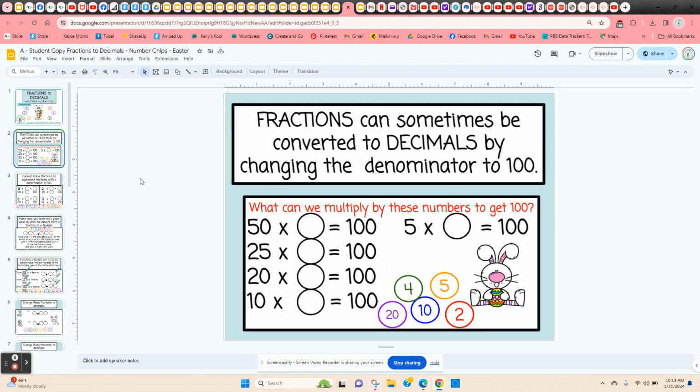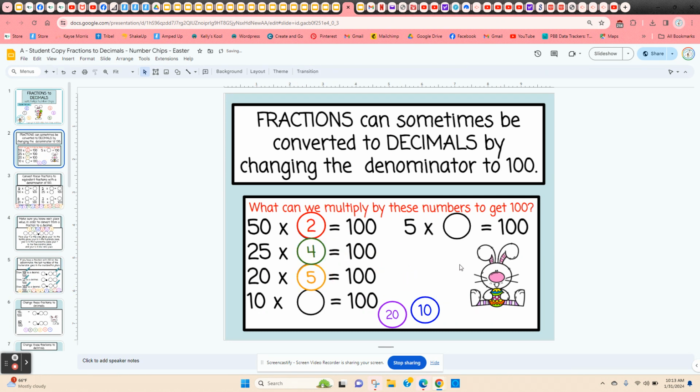So the lesson starts with having students just move these numbers into place. And we're just looking for what we need to multiply each of these numbers to get 100. And that will help us convert a fraction to an equivalent fraction with 100 in the denominator. So all they have to do to move the number chips is click and hold on the edge. So they know that they have to multiply 50 times 2, 25 times 4, 20 times 5, and so on.